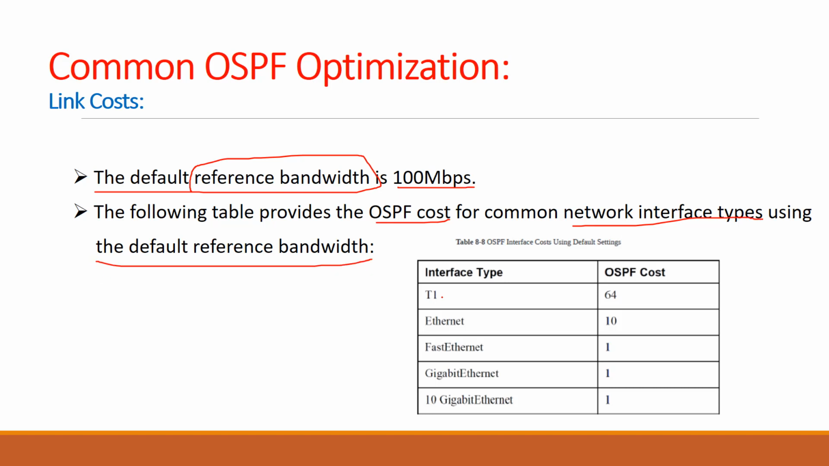So in case we have a T1 serial link, the OSPF cost is 64. In case you have Ethernet, the OSPF cost is 10. Fast Ethernet, 1. Gigabit Ethernet, also 1. 10 gigabit Ethernet, also 1. You have to keep this in mind: the interface cost using default settings.